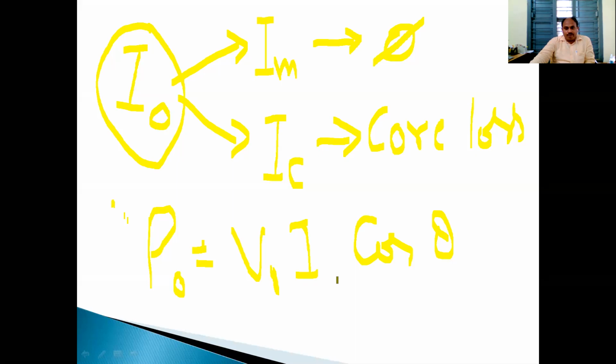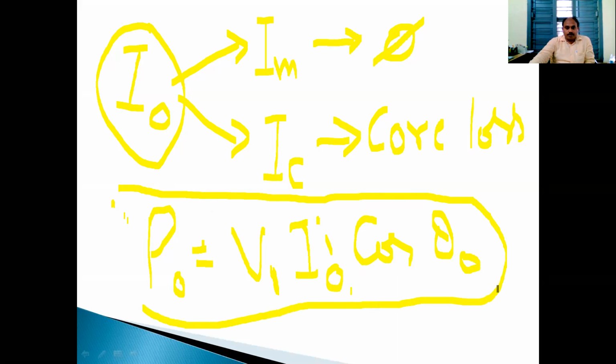The rated voltage is operating V1. The no load current is I naught, and the no load power factor is represented with cos theta naught. So this is the no load power of the transformer. The transformer takes this amount of power at the no load condition. This is the single phase power equation: P naught equals V1 I naught cos theta naught.